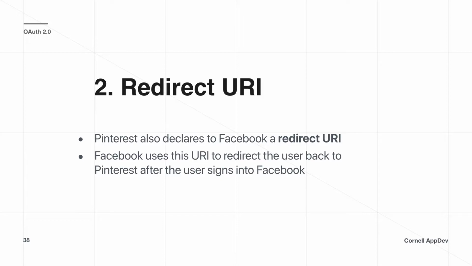In addition, Pinterest will declare to Facebook a redirect URI. So URIs are kind of like a superset of URLs. It's just a resource identifier, in this case kind of like a link. And Facebook will use this URI to redirect the user back to Pinterest after the user signs into Facebook. So you guys have all done this before. You're going to say, okay, continue with Facebook or Google, and then they're going to say, do you give permission for Pinterest to see your friends and your timeline? And you say yes. And then you don't stay on Google afterwards. You go straight back to Pinterest. That's what the redirect URI is.